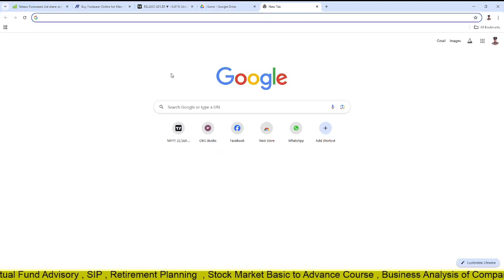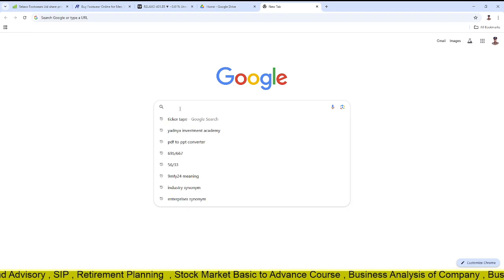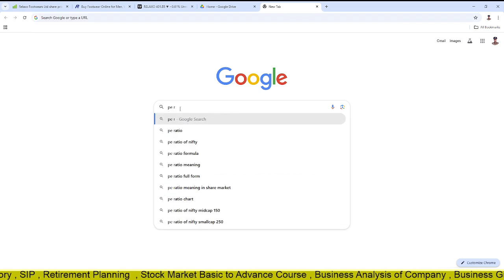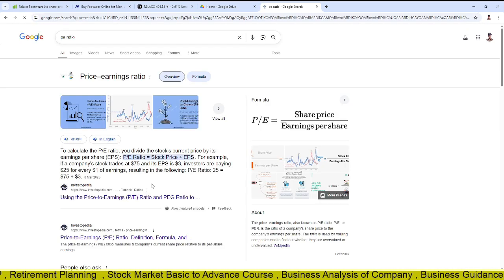P means your price to earning ratio. You can search in Google also, P ratio. So P ratio means your price to earning ratio, so share price divided by earning per share.